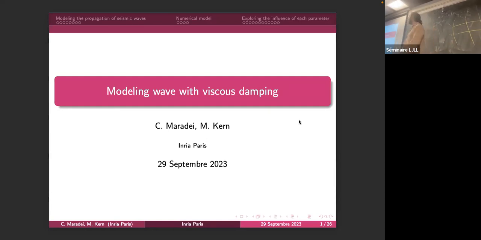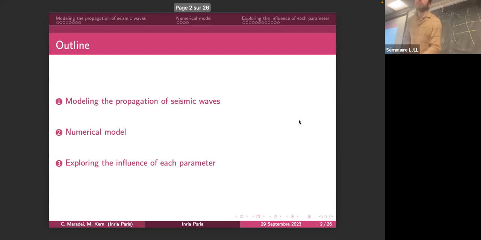So the subject of my presentation is going to be a model of the wave equation with what we call a viscous damping. In this presentation, first I'm going to talk about the model that we're going to use. And then I'm going to talk about, of course, the numerical model. And because in the model we have two different parameters, where we want to explore the influence of each of those parameters, this is going to be the last part of my presentation.